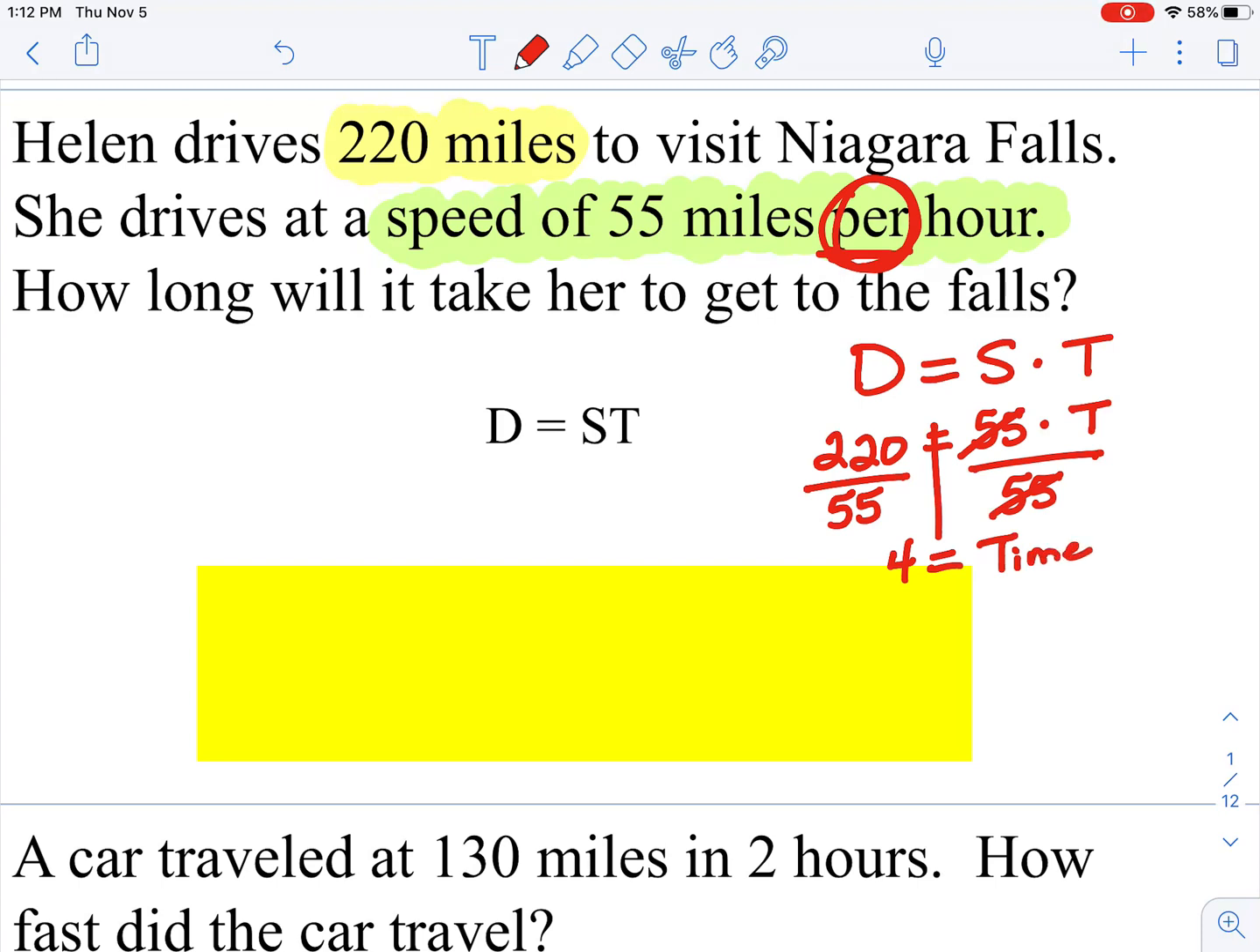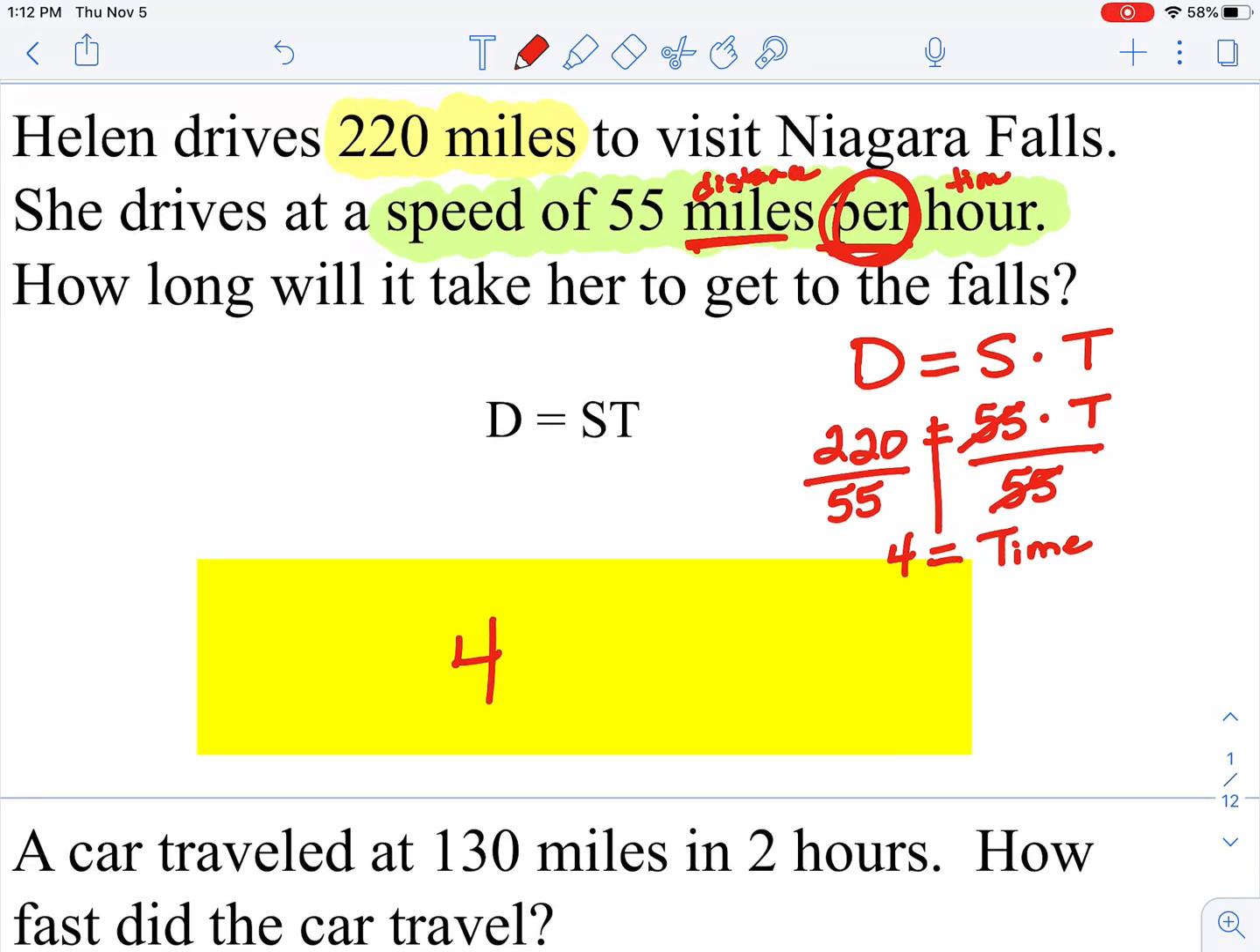Now, is that going to be 4 seconds, 4 minutes, 4 hours? What would that be? To know that, you go back up there to what I have highlighted in the green and you look at your speed. It's in miles, which that is what your distance is in, per hour, so that is your time. So that would be 4 hours.